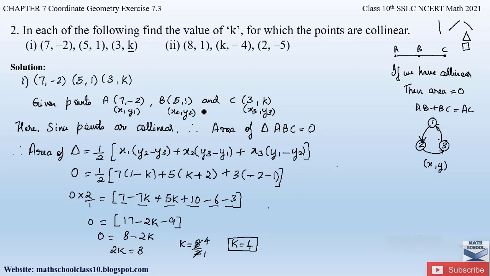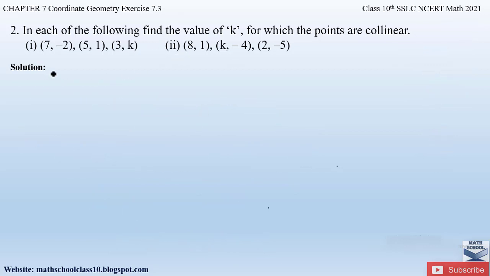Similarly, let us solve the second part of question. Now coming to the second part of the question, where the coordinates are given as 8, 1, k, minus 4 and 2, minus 5. Here again we have to find out the k value for which the points are collinear. So whenever the points are collinear, they lie in a straight line. So let us assume the points to be A, B and C, and since this A, B and C doesn't form an enclosed figure, therefore area is equal to 0.